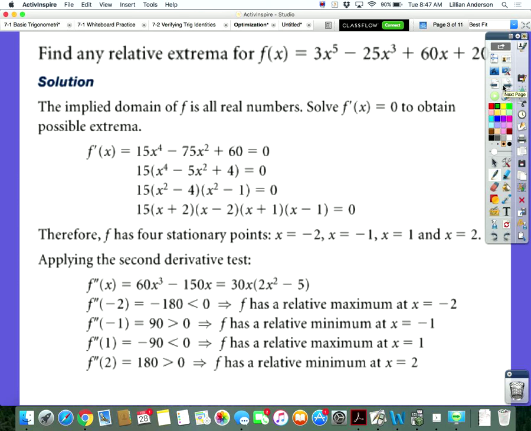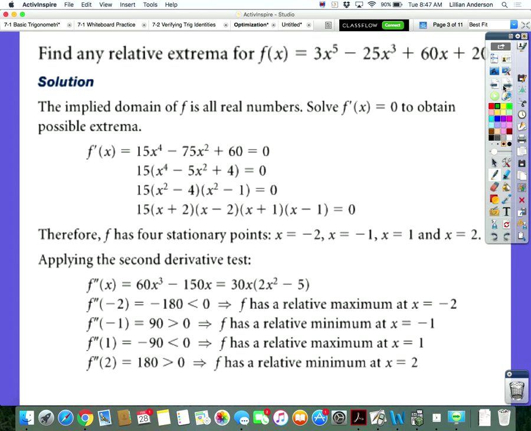It says to find the relative extrema for this function, 3x to the 5th minus 25x to the 3rd plus 60x plus 20, I think, plus 20. So basically, it's already worked out for you. If you flip it over, there's the work. The same thing that you see on the screen, same thing that's on your paper. The applied domain is all real numbers. There is no restriction, so no need to test any endpoints.